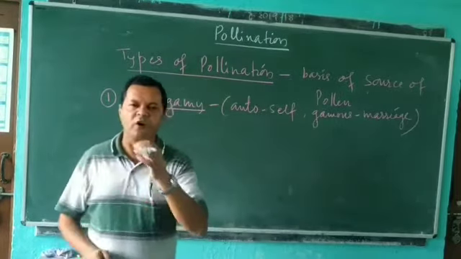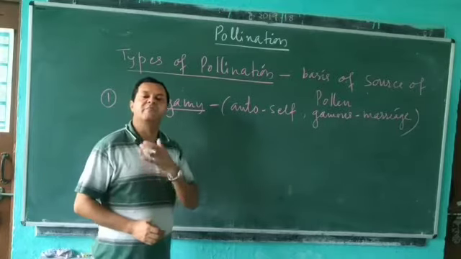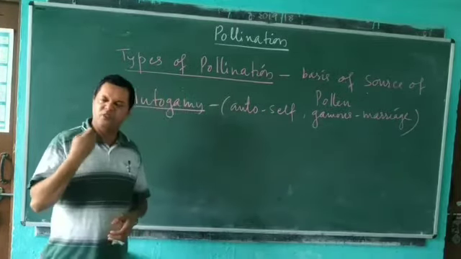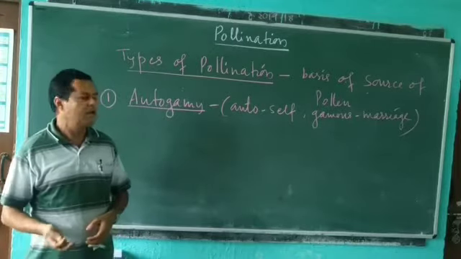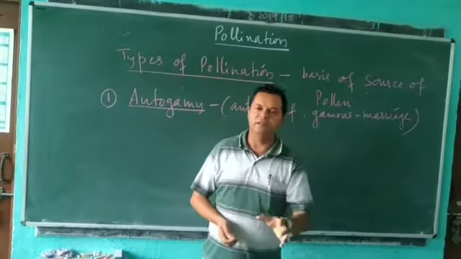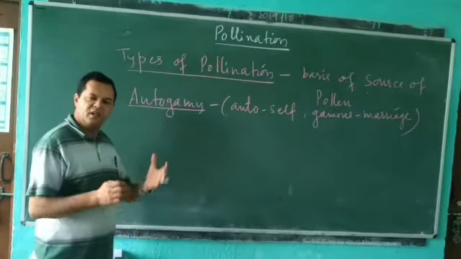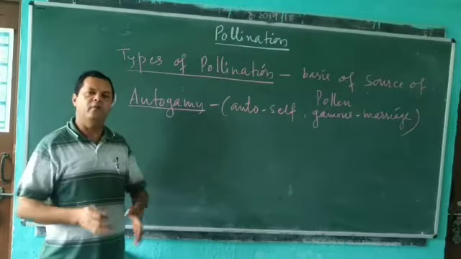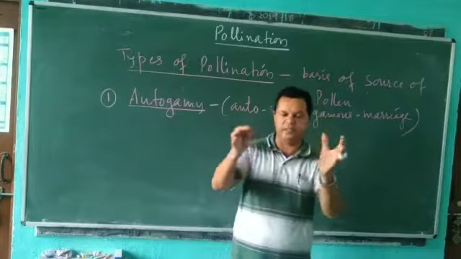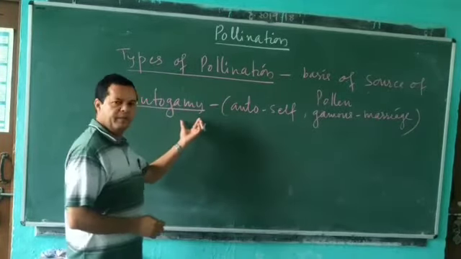The examples of autogamous plants are many. For example, mustard plant, the most common flower, the China rose, all these are autogamous flowers. The pollination occurs within the same flower. The transfer of pollen grains from anther to the stigma occurs within the same flower. This is known as autogamy.